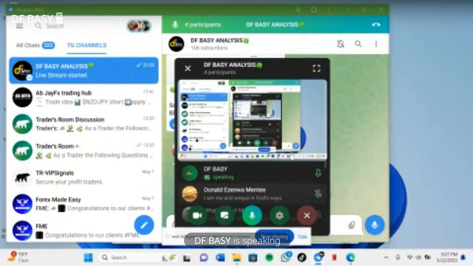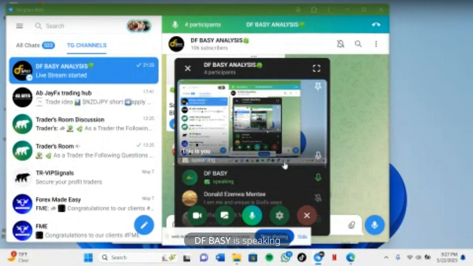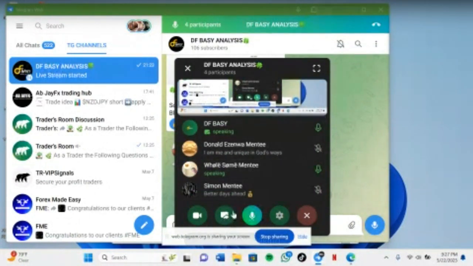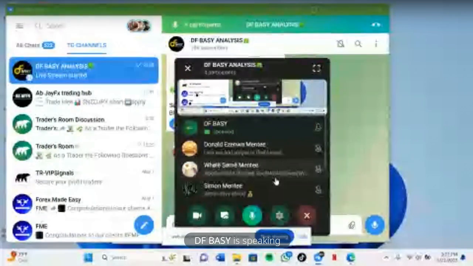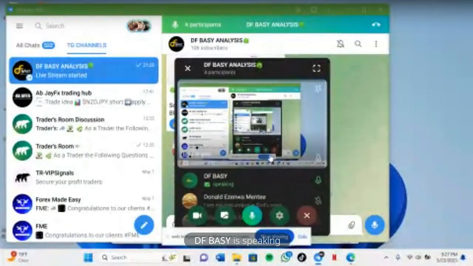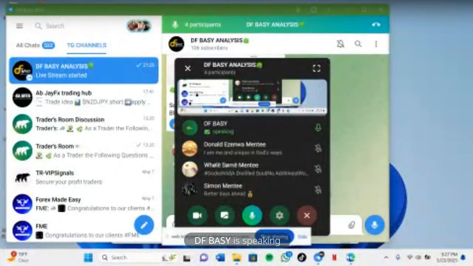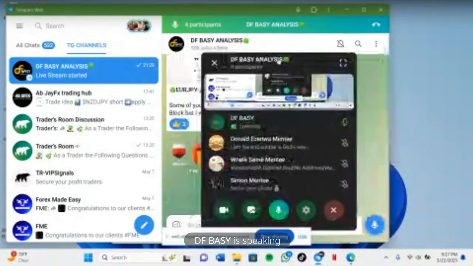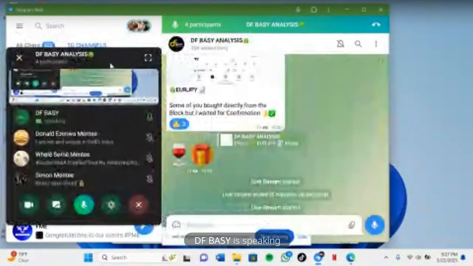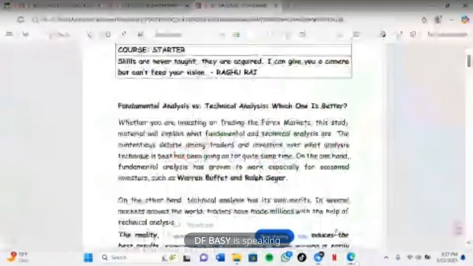Can you guys see my screen? Are you with me? Yeah, we can see your screen. Okay, fine. And as I said during the WhatsApp live call, forex trade is not for everyone. So if they aren't ready and serious to learn, it's on them.